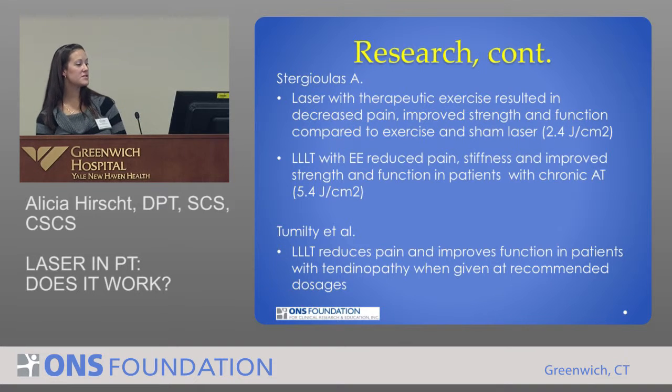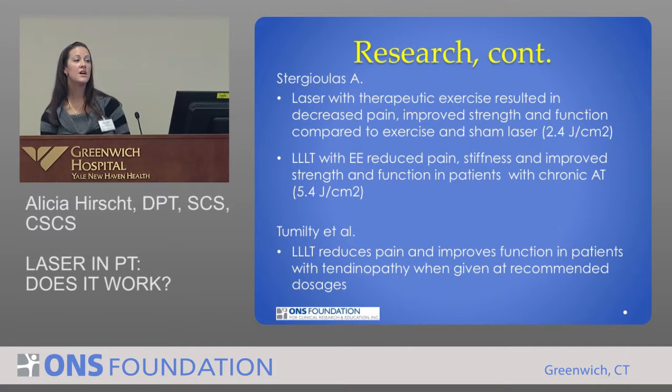Laser with therapeutic exercise resulted in decreased pain, improved strength and function compared to exercise and sham laser. Most of the studies that exist, the good, strong studies on low-level laser therapy, this is how they set it up. There's laser, and then there's sham laser, and everybody else gets the same treatment in addition. So they're all getting eccentric exercise, they're all getting stretches, they're all getting potential injections, and then in addition to that, they're getting either low-level laser therapy or sham laser.